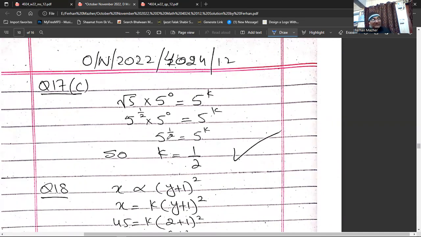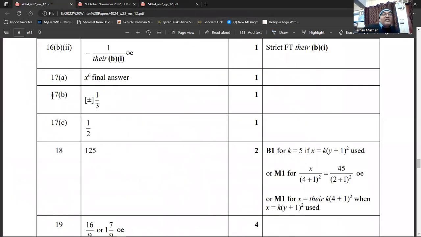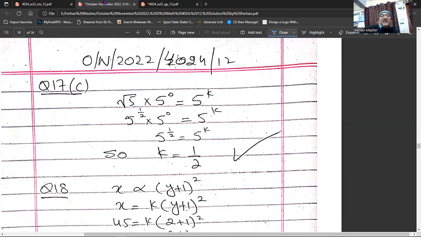So 5 raised to power 1 by 2 is equal to 5 raised to power k. So k is equal to 1 by 2. So the k value here is 1 by 2. So that answer is right. This is the solution. Question number 8.